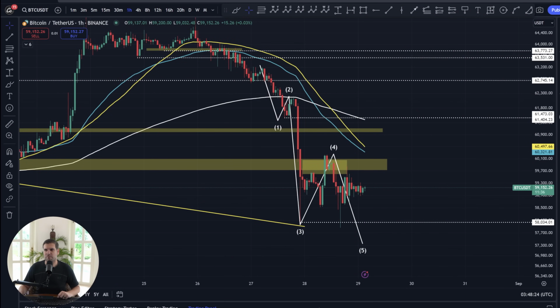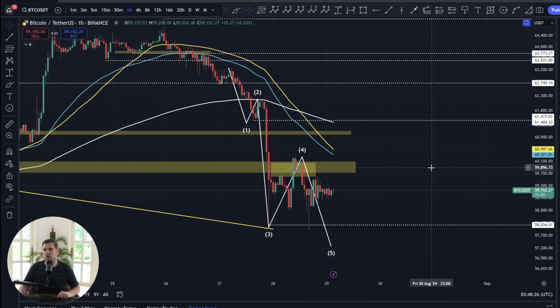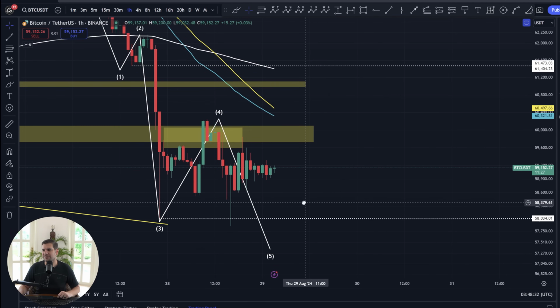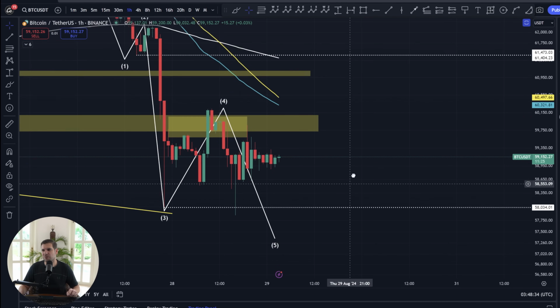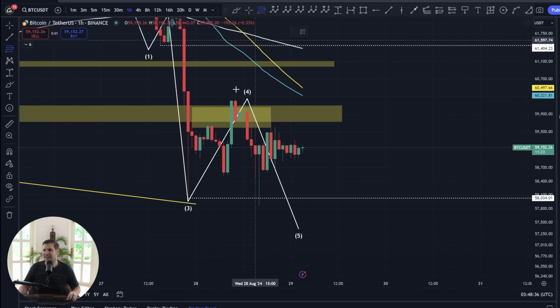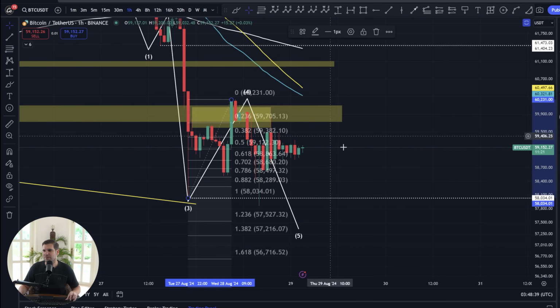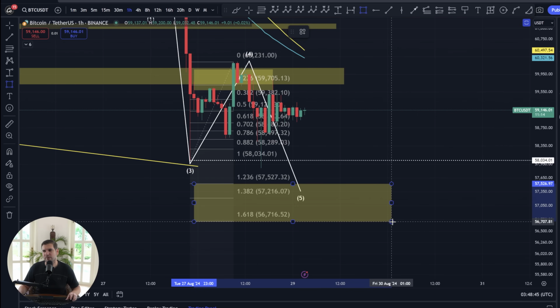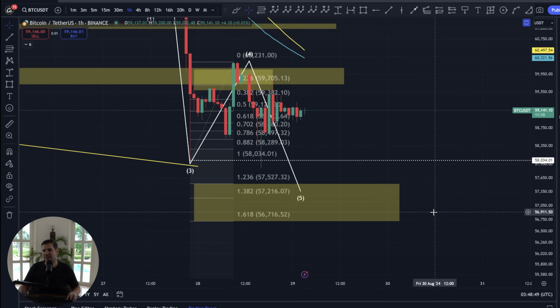So here we have Bitcoin paired up with the USDT. We're on the 1 hour Binance chart, and we saw this move to the downside yesterday. It came down quite nicely, but it hasn't really reached the levels of expectations. We are looking for this price action to come down into a 1.618 to 1.236 area, basically 56,716 to 57,527.